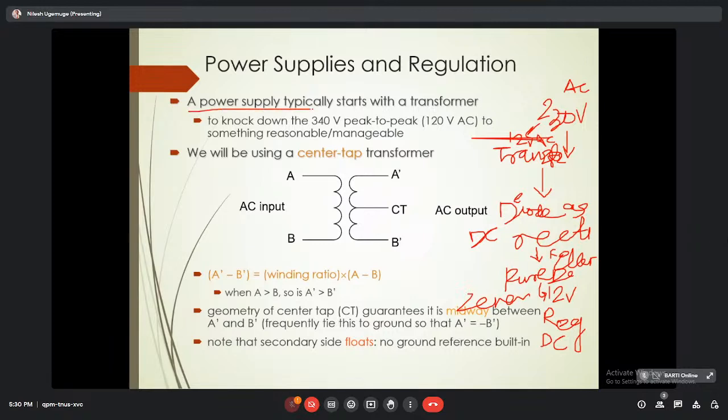Our power supply typically starts with a transformer. Are you agree with that? Yes or no? So here you can see the power supply always begins with the transformer. Always remember this transformer is a step down transformer. And again, we can use a center tap. It depends on how we want to create the power supply. If we want to take two different outputs, then we can also use different transformers.